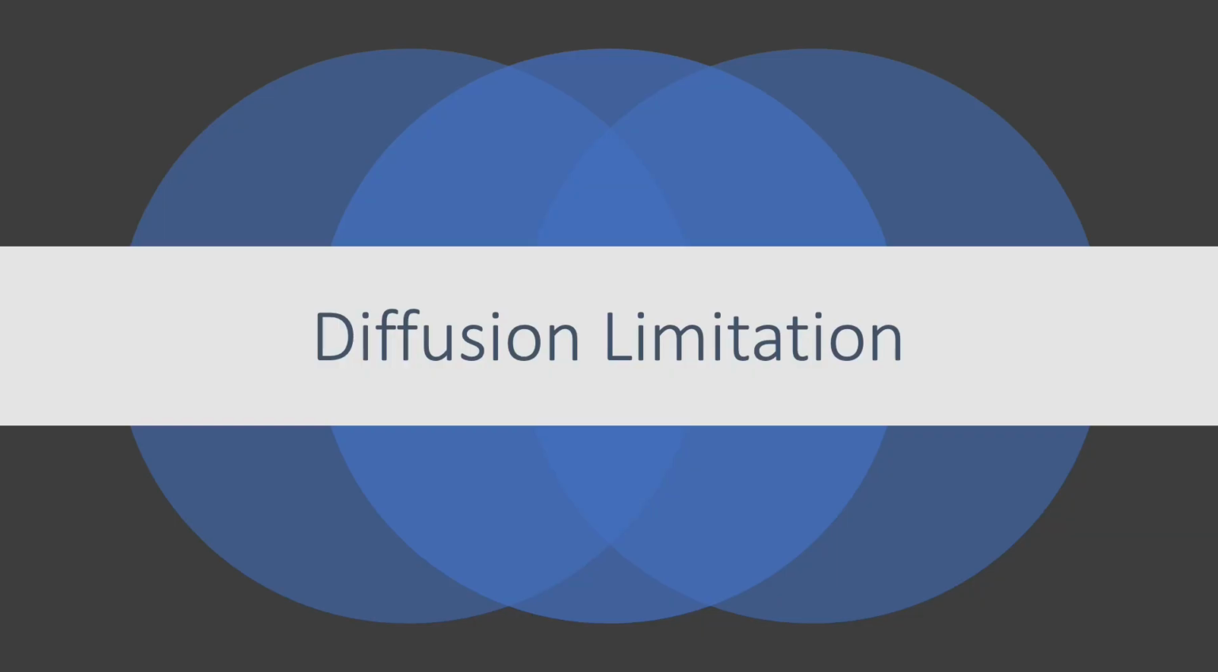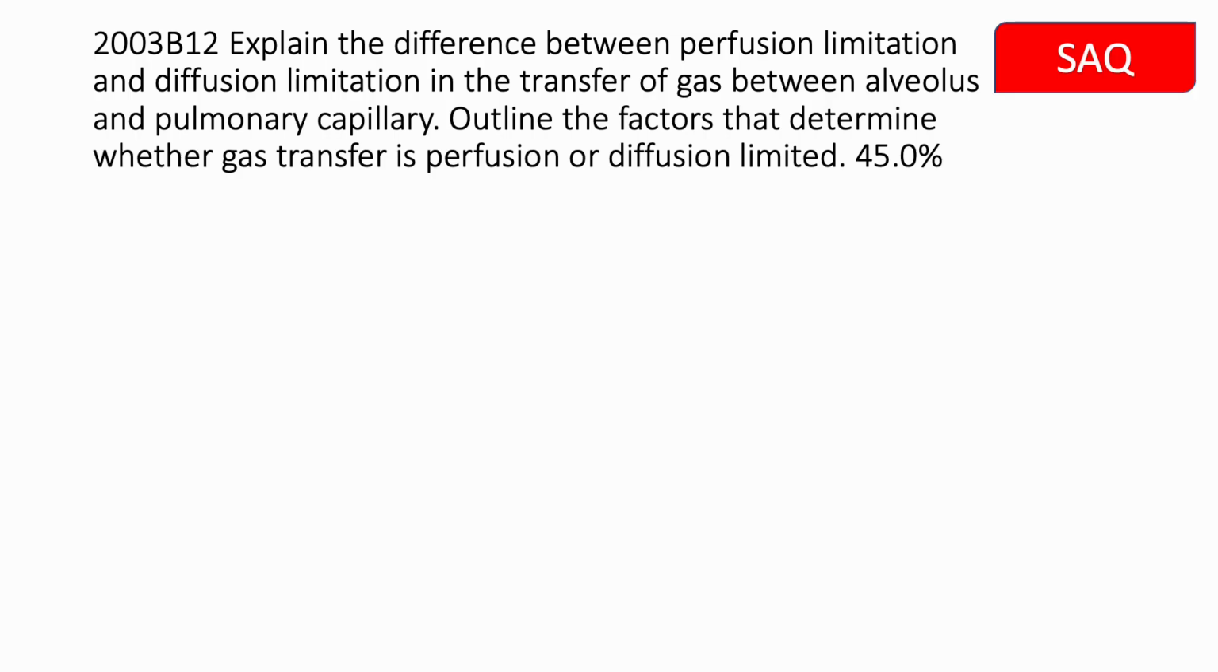The next mechanism that we'll consider is diffusion limitation. Pause the video now and do a show me the money exercise for this SAQ.